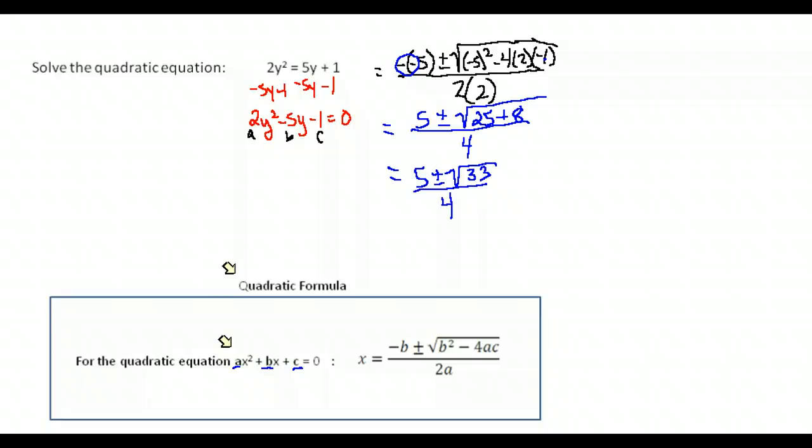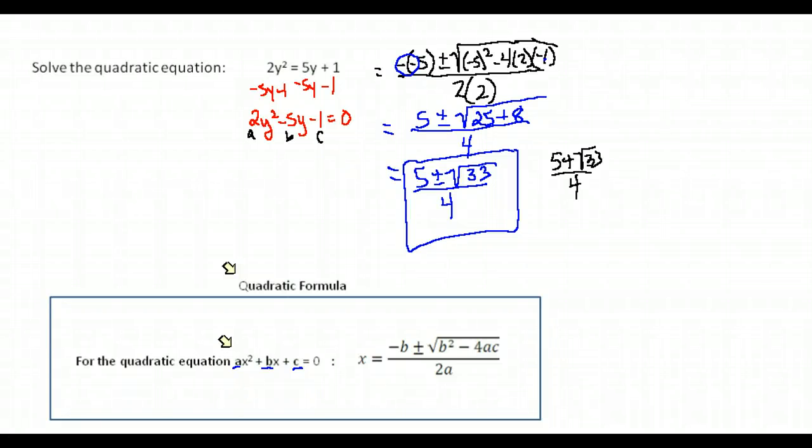Now you would want to check the radical underneath the square root to make sure it's not a perfect square, and it's not. There's not a whole number square root for 33. Also, the only things that go into 33 are 3 and 11, neither of which are perfect squares. So this is as simplified as we get. We have our 2 solutions. One would be 5 plus the square root of 33 divided by 4, and the other would be 5 minus the square root of 33 divided by 4. And we could take out our calculator and find both answers in decimal form if we needed to.